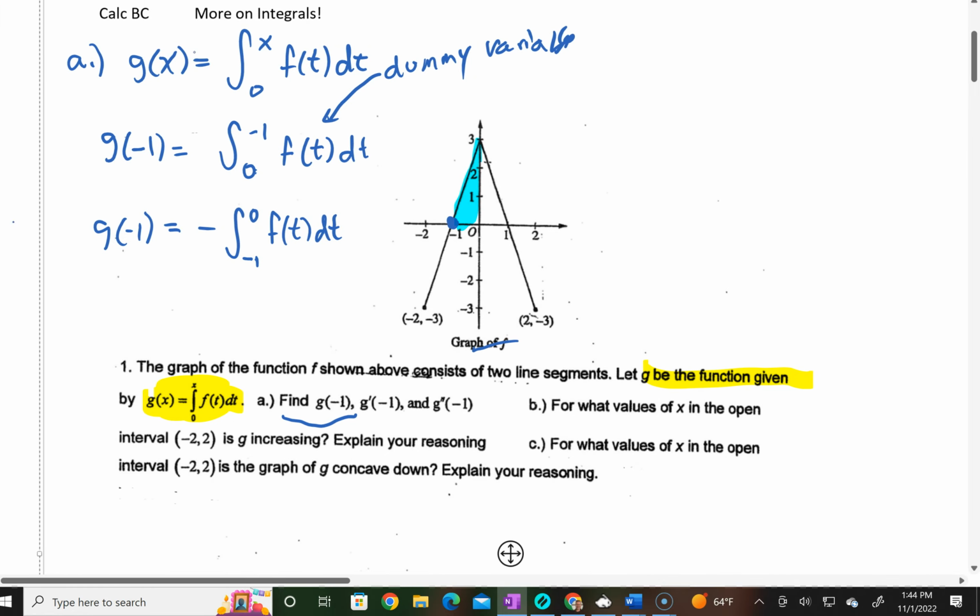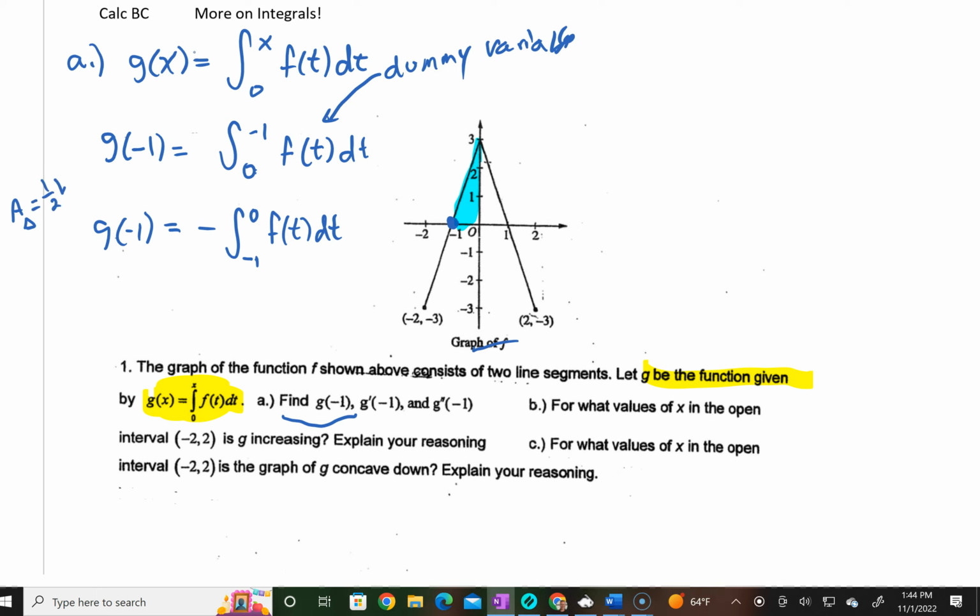I think we all know, I'm going to write this off to the side, the area of a triangle, what's the formula for it? 1/2 the base times the height. You'd say, well, wait a minute, what is, and I'll put my negative out there, what's my base of this triangle right here? Just 1. What's my height? 3. And before you know it, you'd say, oh my gosh, 3 times 1 times 1/2, that's 3/2. Wow, -3/2. G of -1 is that value right there. And we've done the first part.